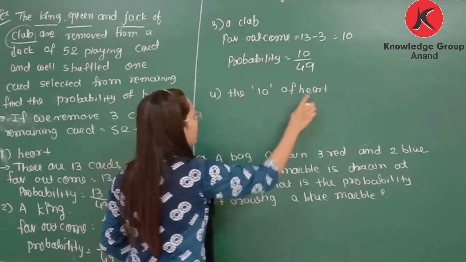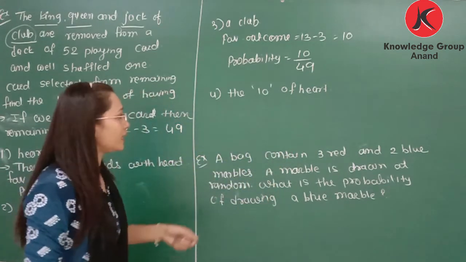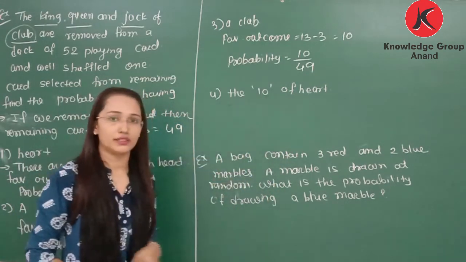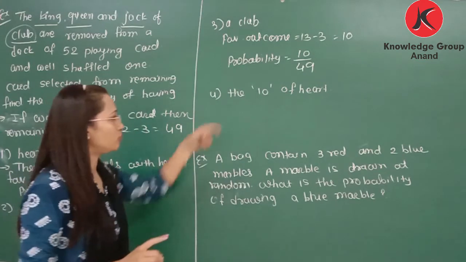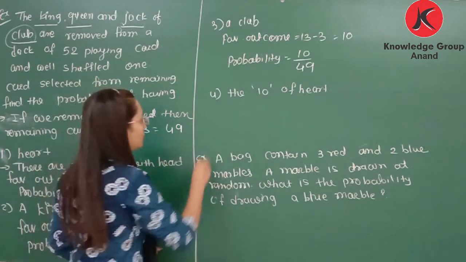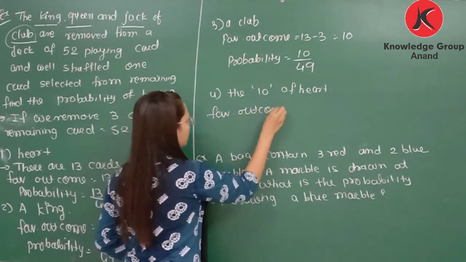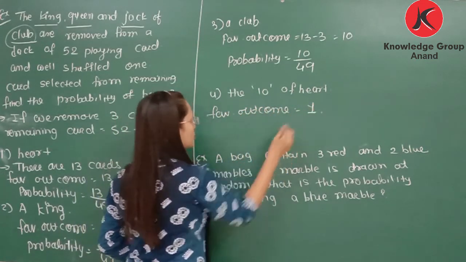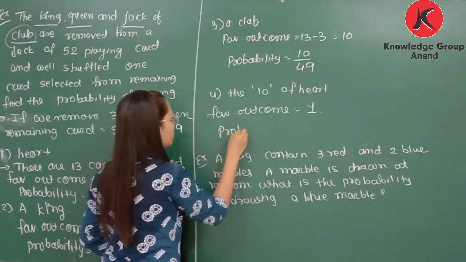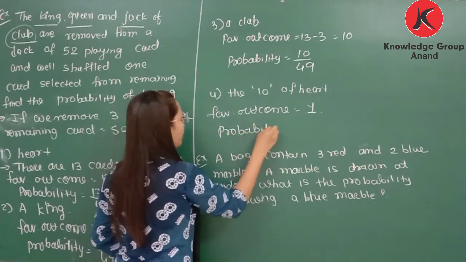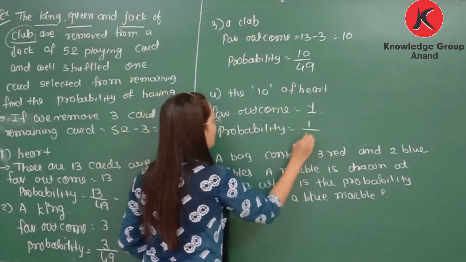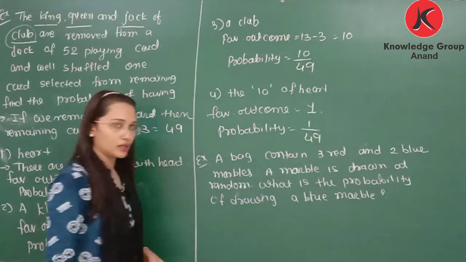The 10 of heart. Now how many cards have 10 of heart? There is only one card that has 10 of heart. So we can write favorable outcome is 1. So probability is 1 by 49.